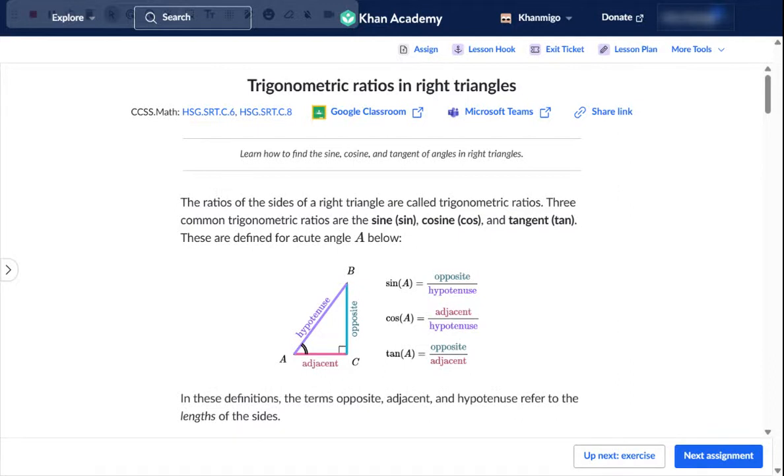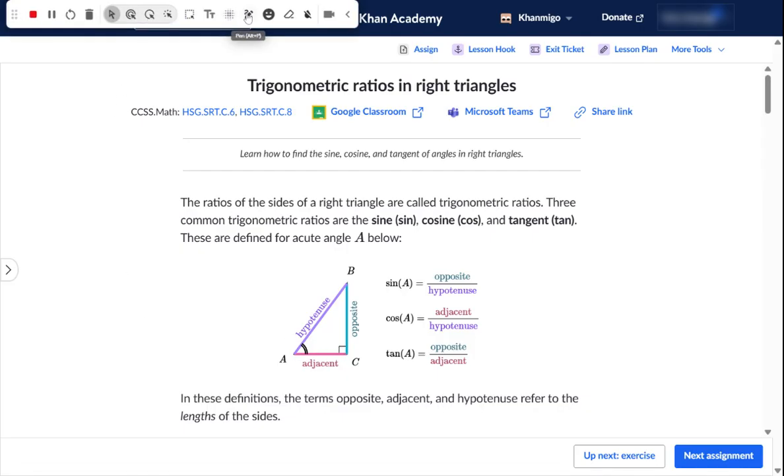Hey guys, we're looking at the Khan Academy article, Trigonometric or trig ratios in right triangles. Ratios for sides of a right triangle are what we call trig ratios. The three most common trig ratios are sine, cosine, and tangent, where we have a right triangle and we're looking at a specific angle.